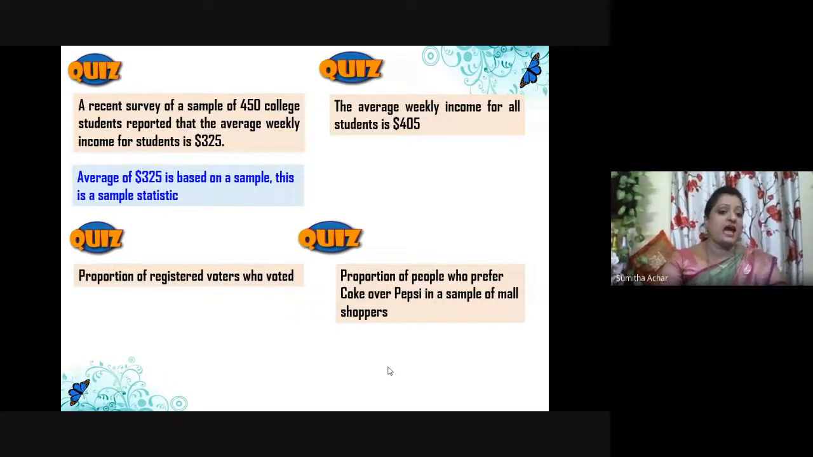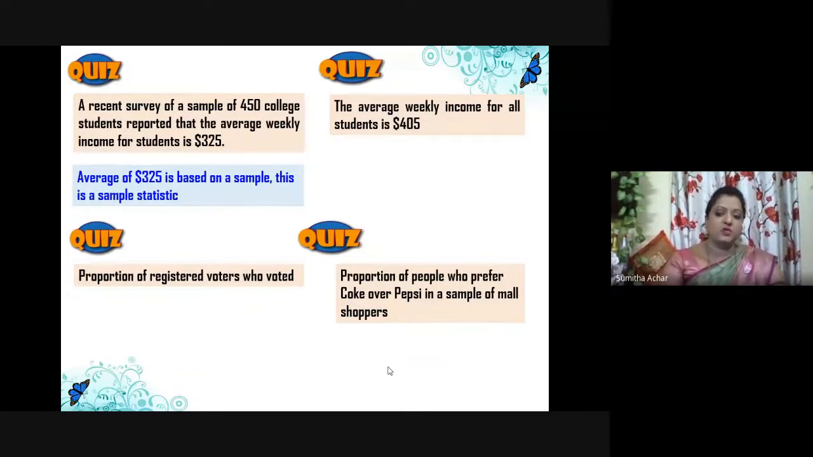I'm talking about the average weekly income. Average weekly income is a variable. My target audience are college students. 450 college students are my sample data, and 325 is what I'm talking about with respect to the 450 students. So that's an average weekly income, and that $325 is a sample statistic. Is this clear? Yes?